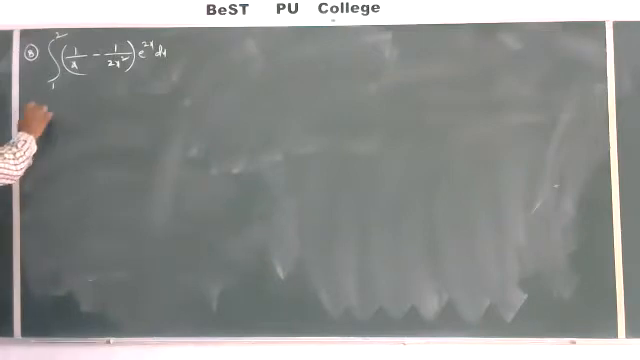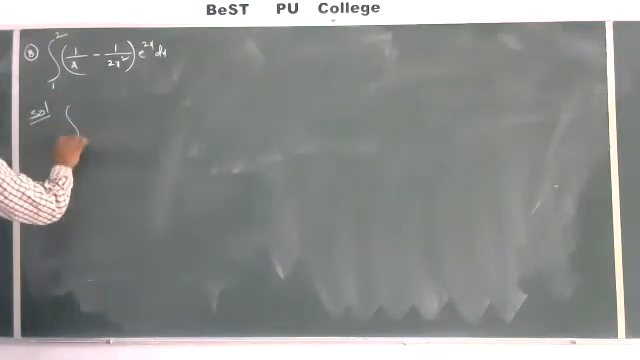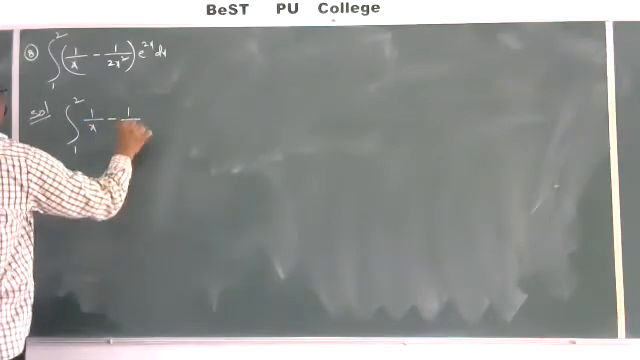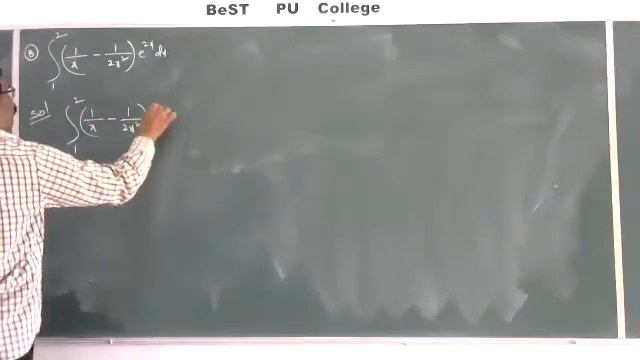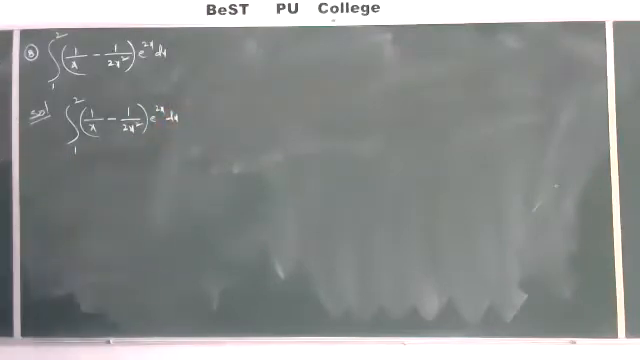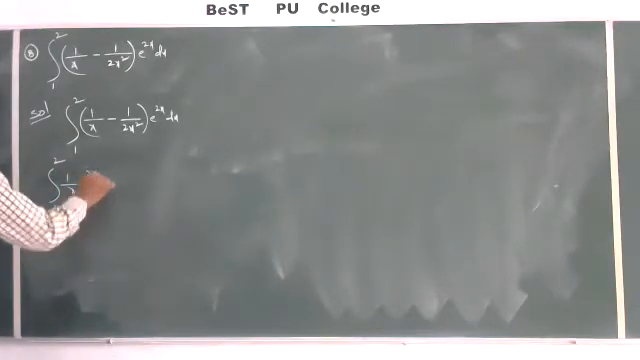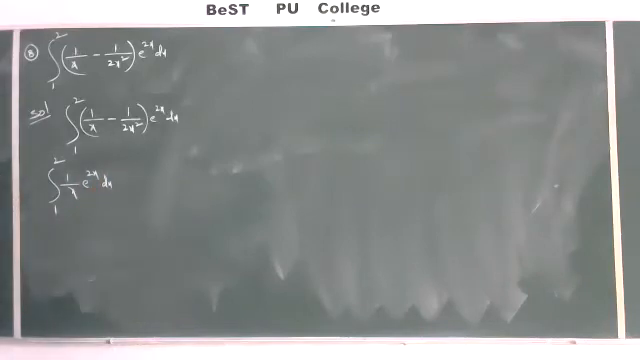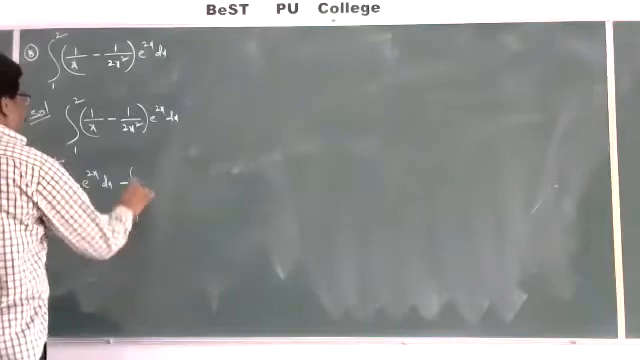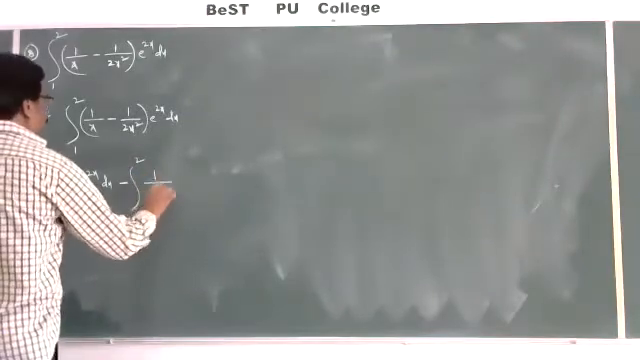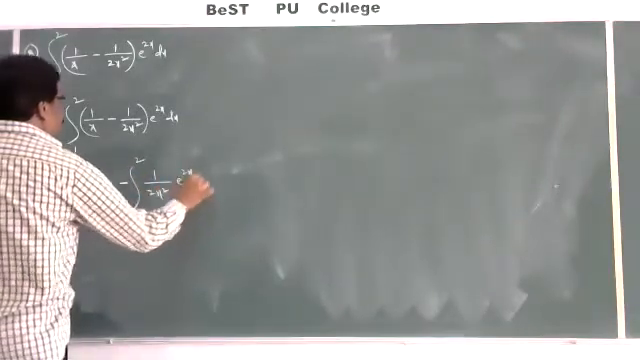Yes, solution. Integral 1 to 2, 1 by x minus 1 by 2x square into e power 2x dx. First split into two integrals. That is integral 1 to 2, 1 by x into e power 2x dx, minus integral 1 to 2, 1 by 2x square into e power 2x dx.